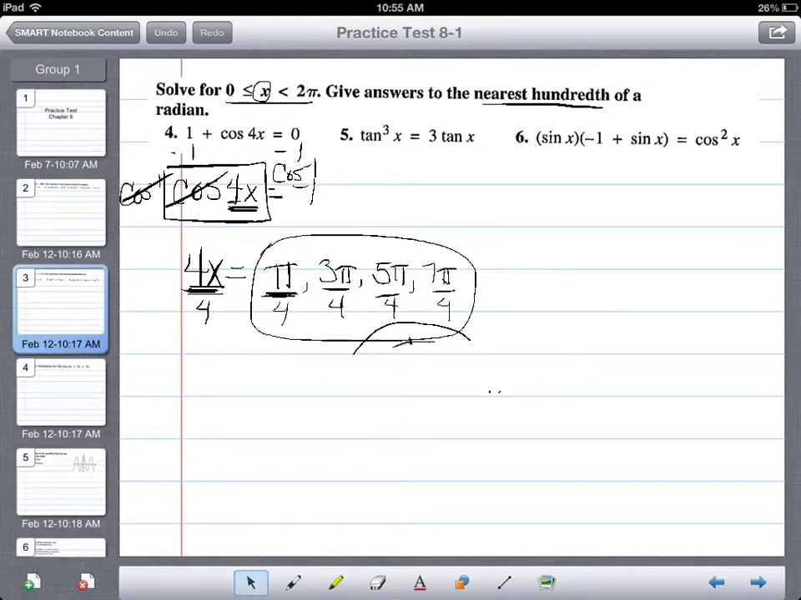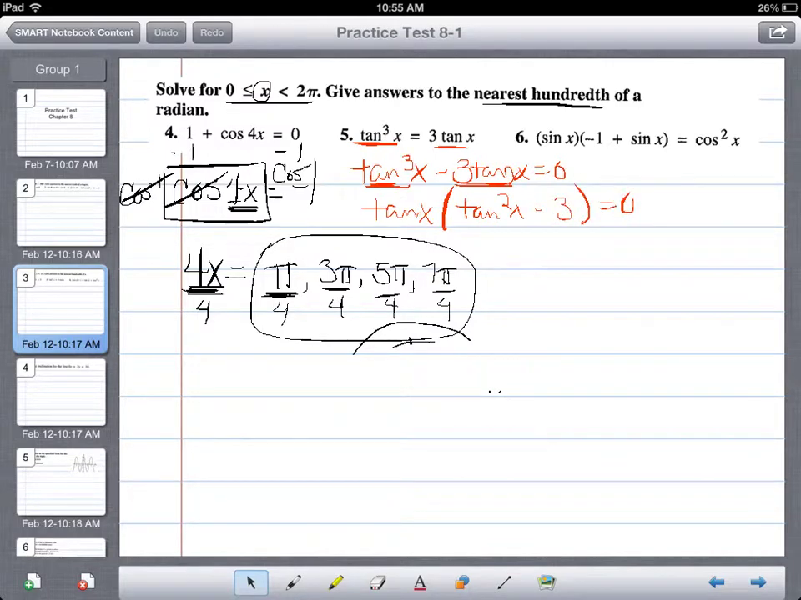Okay, let's move along to number 5. I'll switch colors here. And again, the last thing you want to do is divide both sides by tangent, because you're going to lose a root. So I'm going to get everything on one side by subtracting 3 tangent x from both sides. Set that equal to 0. Now what both of these terms have in common is a tangent. So if I take a tangent out, dividing each term by tangent, I get tangent squared minus 3 equals 0.